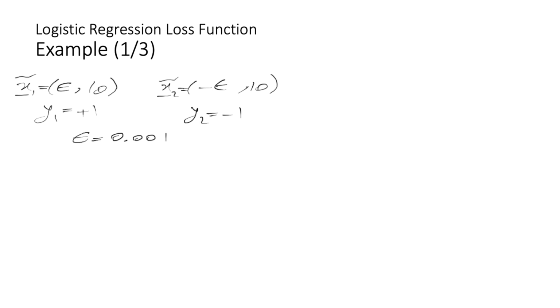So suppose you have two x's: x1 tilde with e and 10, which was for the class classified as +1, or the true class, and the other one, x2 tilde, with minus e and 10. That was for the class classified as -1, and e was defined as 0.001. Given these two different x's, you can define two different lines, like L1 and L2, depending on the weights you're going to use for those, like W1 and W2.